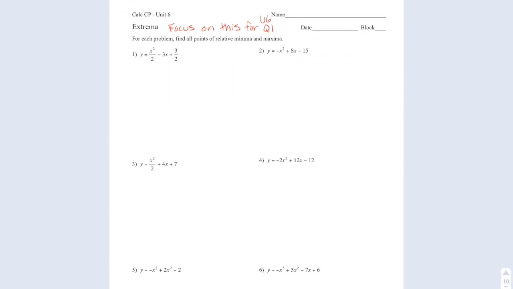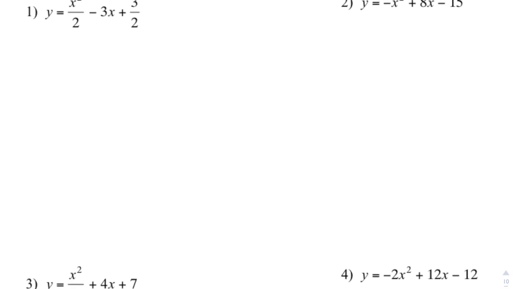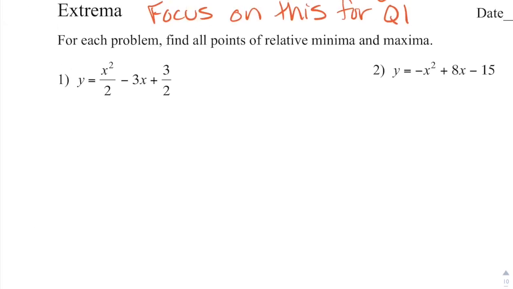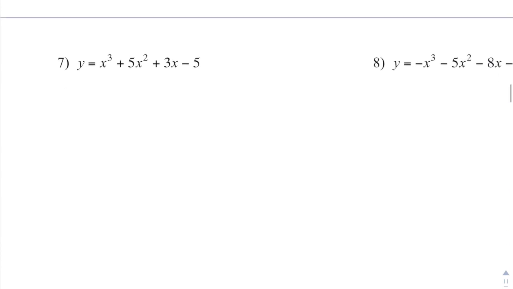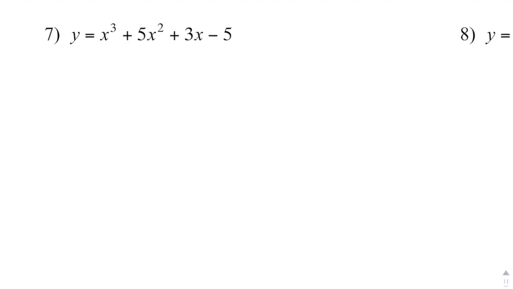So when you're focusing on these, here's what you're going to want to do. You're going to find these are all relative minimums and maximums, and then we get into the cubic ones. Some of them might be difficult, so let's do a cubic one just for the heck of it. You're going to find the derivative.